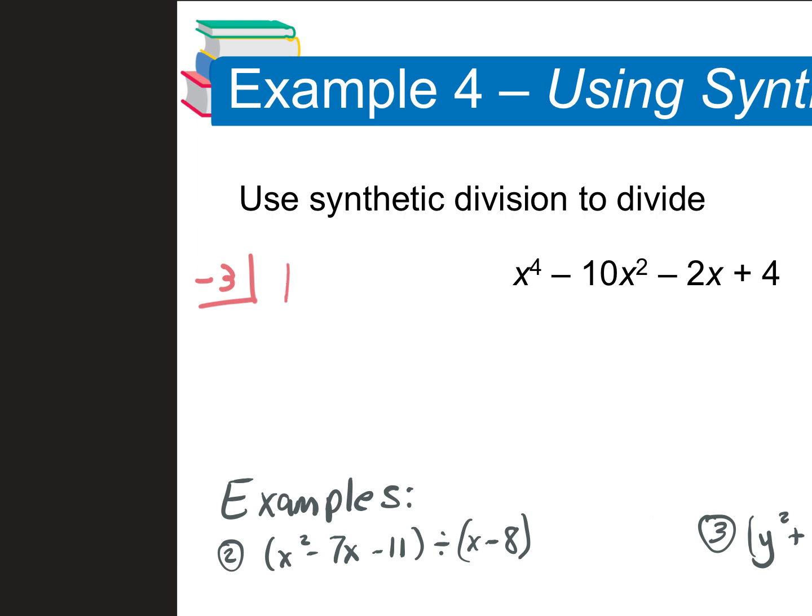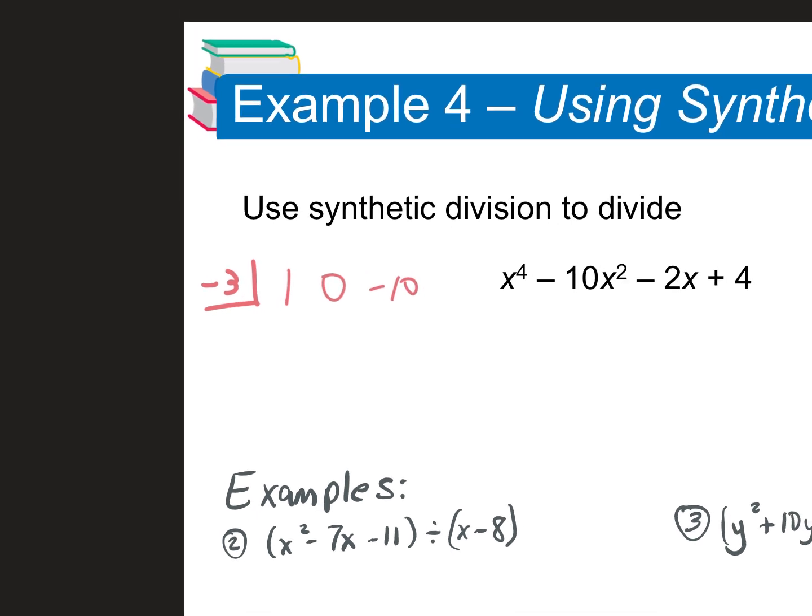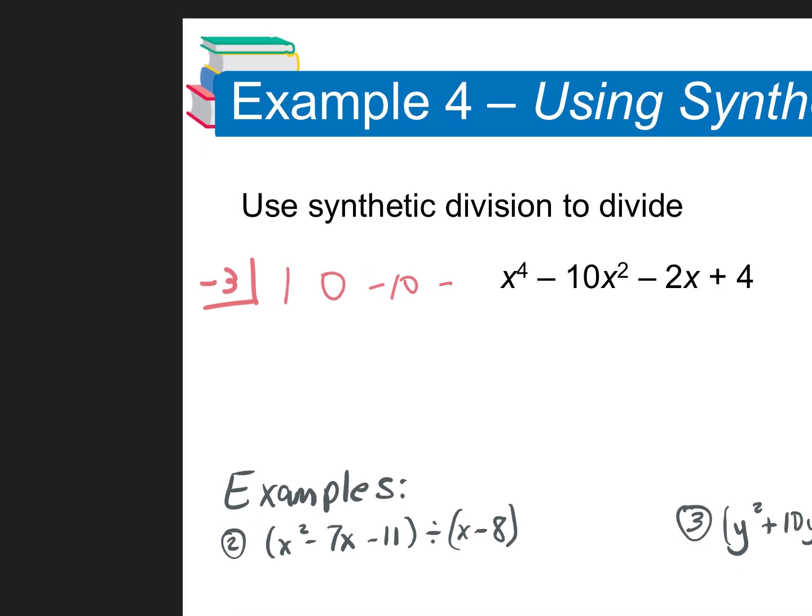1. What is the coefficient of x cubed? Good, very good. There isn't one, 0. What's the coefficient of x squared? -10. The sign goes with it. What about x? -2. And then what about my constant? Is 4.